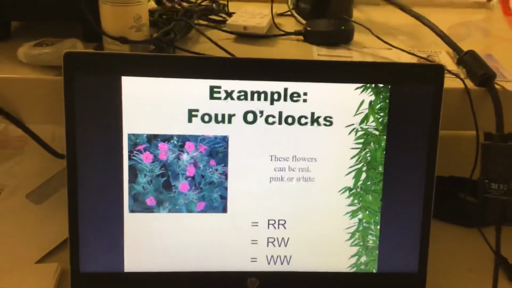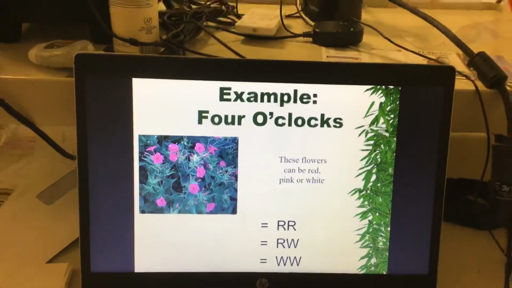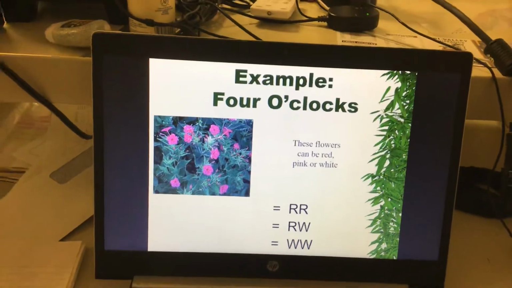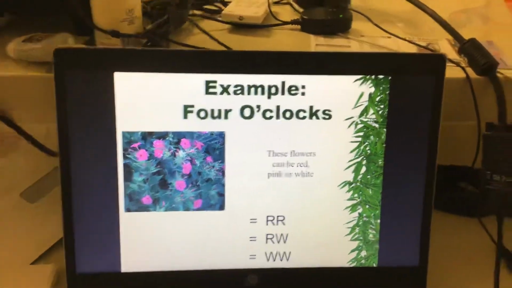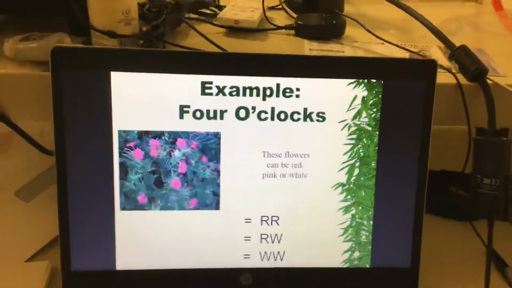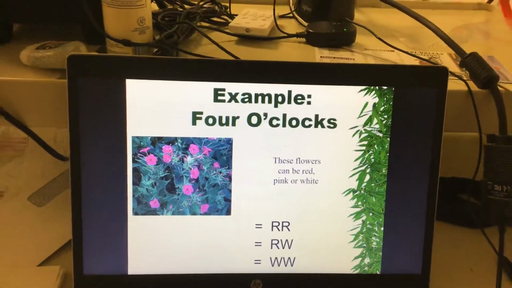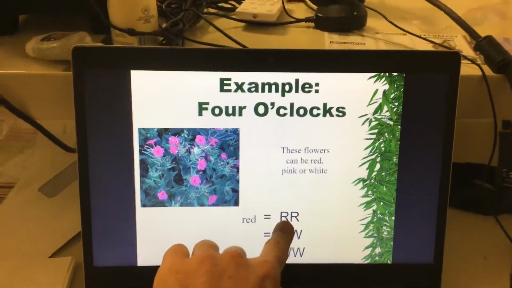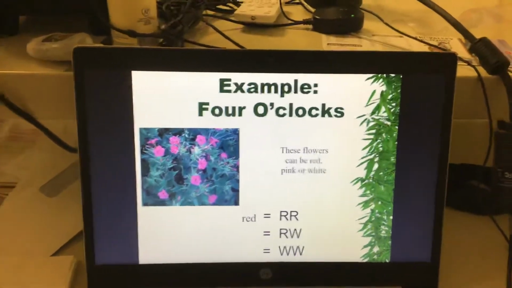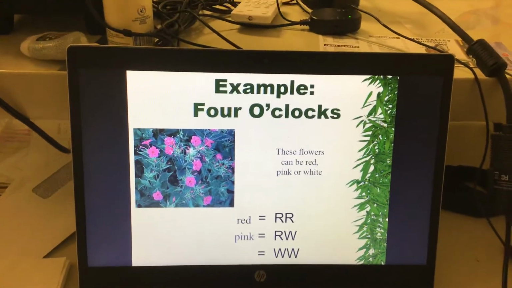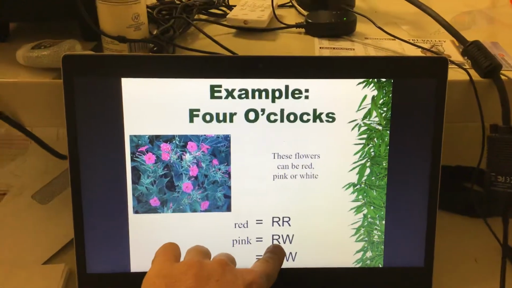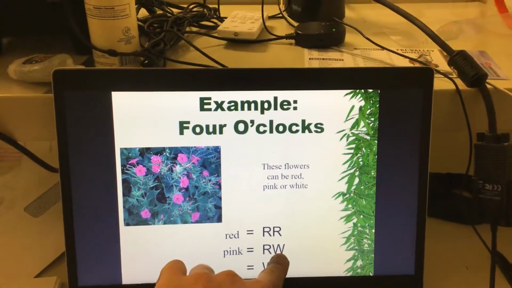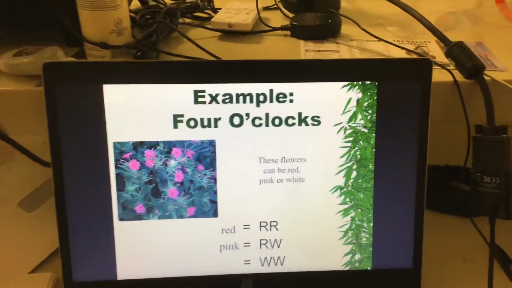Here's an example. You don't need to write anything. But there are these flowers called 4 o'clocks. And they can have red, white, or pink flowers. So, we're going to break some rules here with what we learned the other day. If they are red, they're going to have a big R, big R. A red from mom, a red from dad. If they are pink, they're going to have a big R from one of the parents, a red, and a big W or a white from the other parent. So red and white make pink.